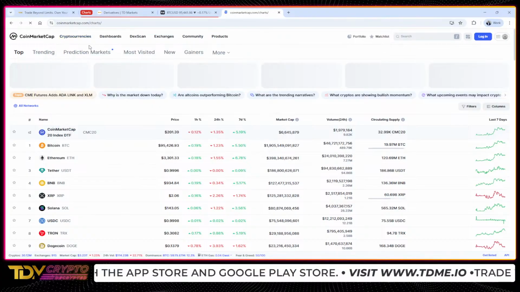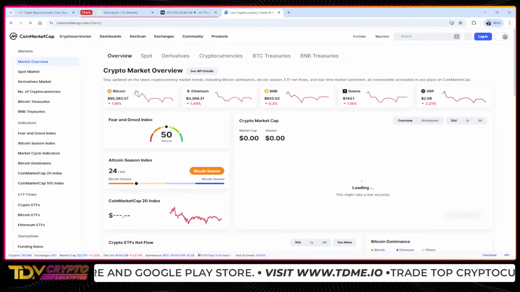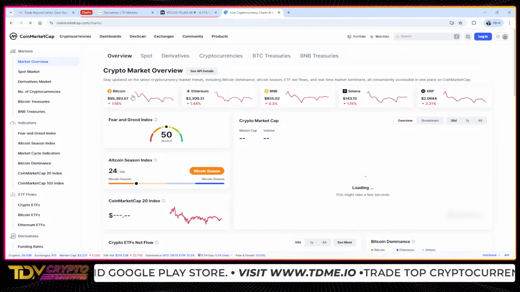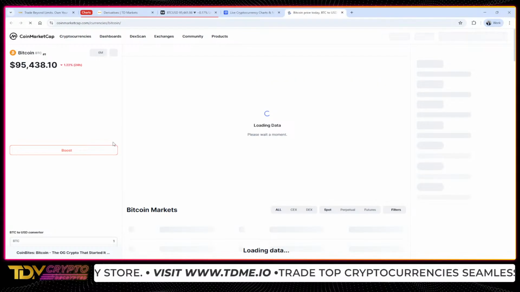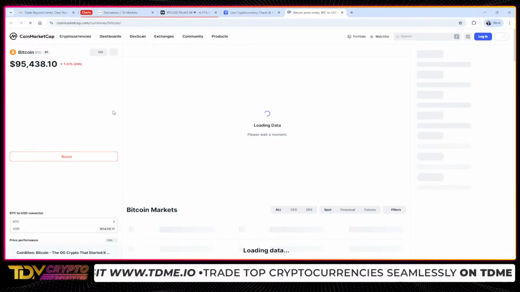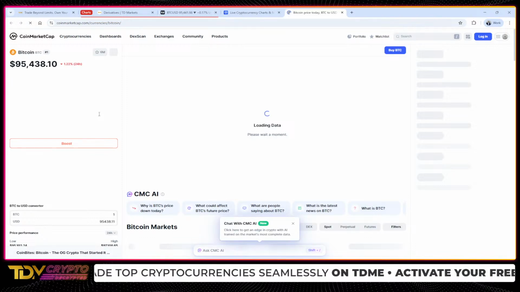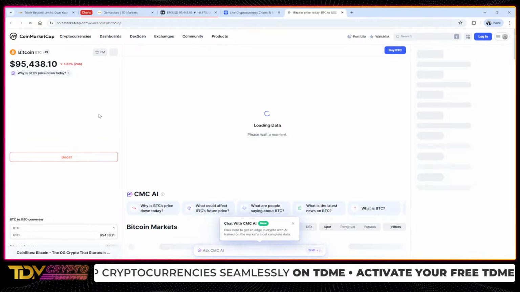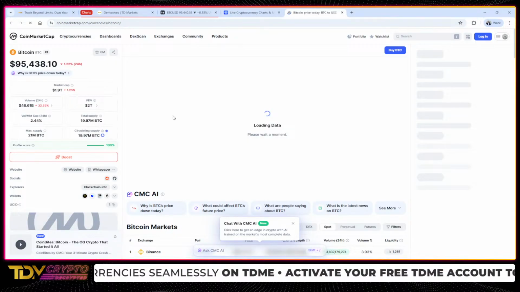Just one second. All right, let me click on Bitcoin. I want to show you the market cap. Great stuff. So just gonna load now. Just give it a second. So we're gonna look at the total market cap and the percentage that Bitcoin takes out of that total market cap. All right, great stuff.